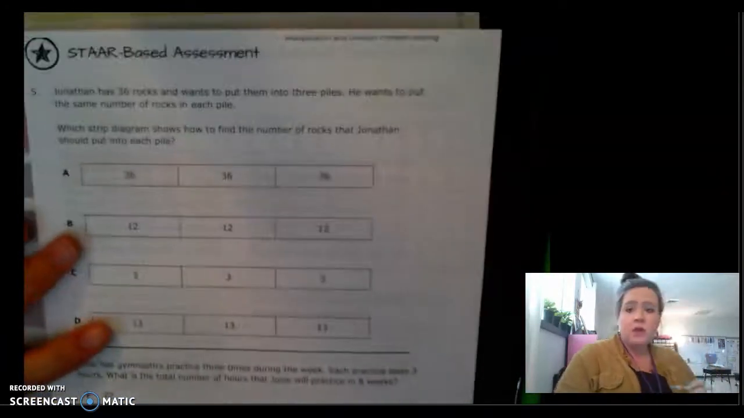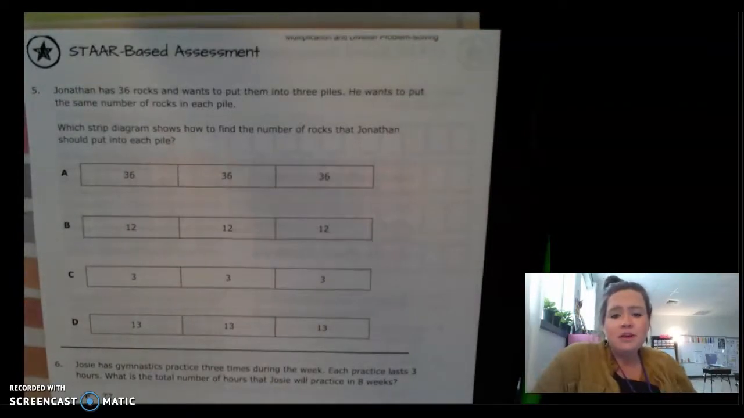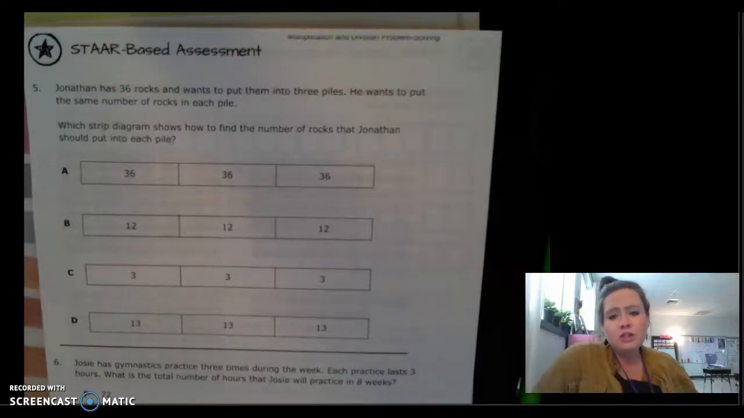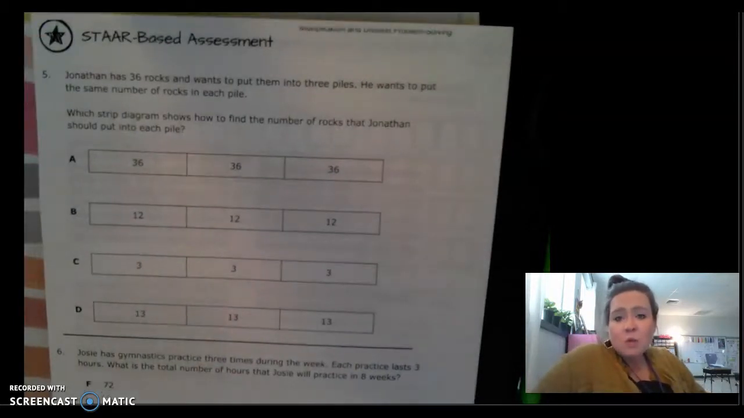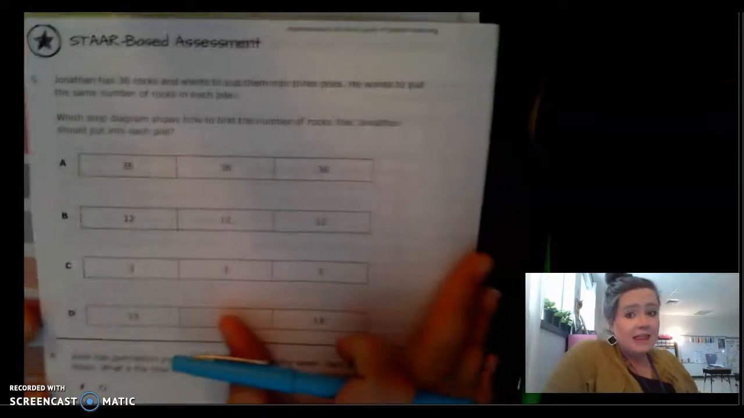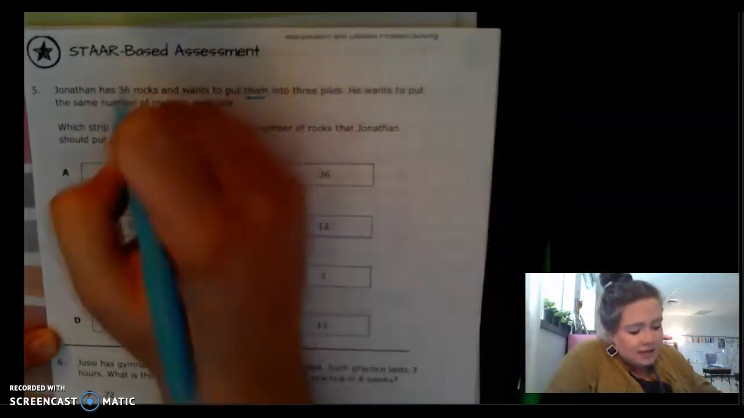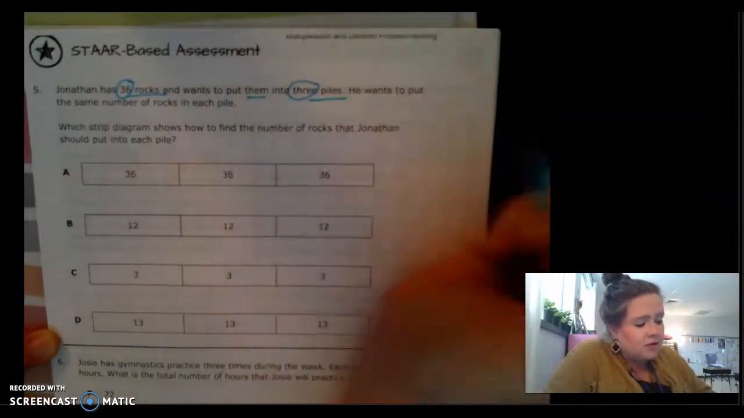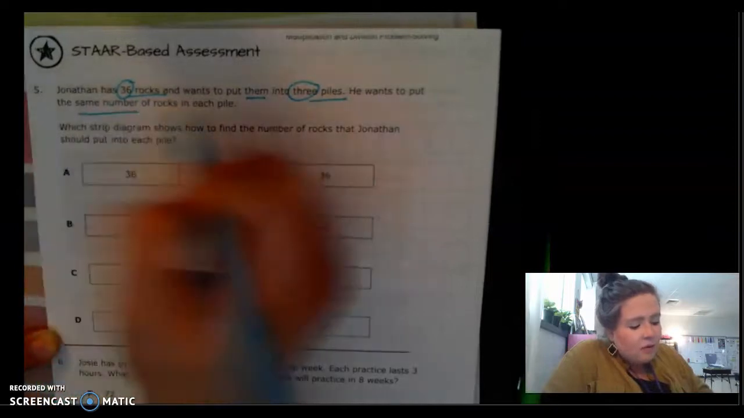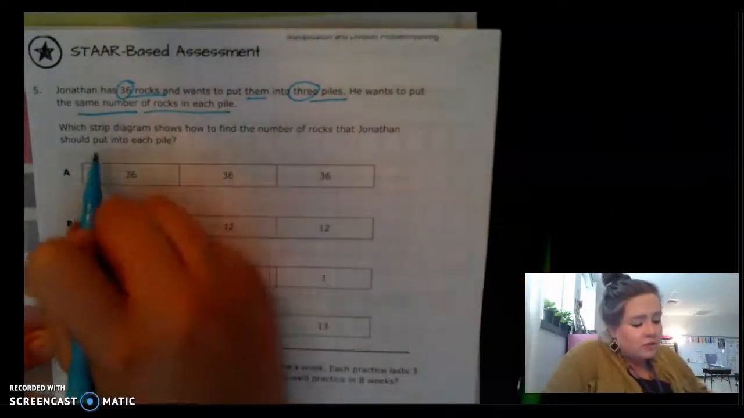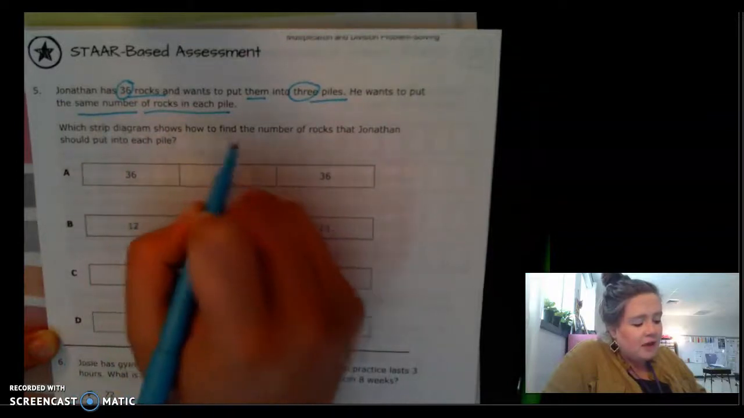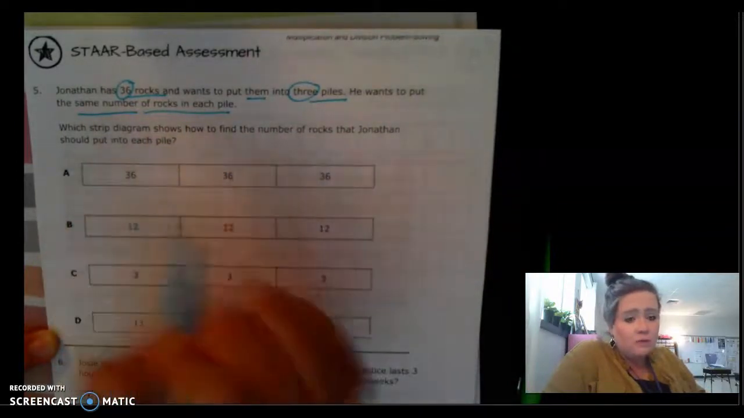Okay, let's look at this one. Jonathan has 36 rocks and wants to put them into 3 piles. He wants to put the same number of rocks in each pile. Which strip diagram shows how to find the number of rocks that Jonathan should put in each pile? All right. Let me read this again. Jonathan has 36 rocks and wants to put them into 3 piles. Them is the 36 rocks. He wants to put the same number of rocks in each pile. Which strip diagram shows how to find the number of rocks that Jonathan should put into each pile?